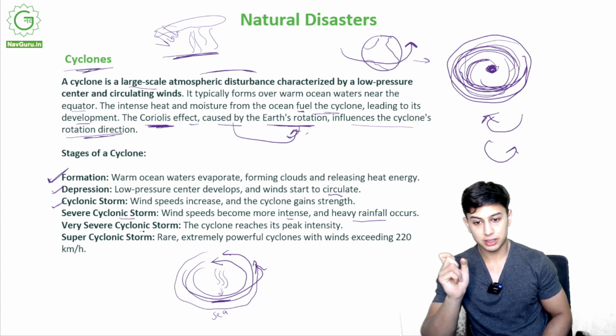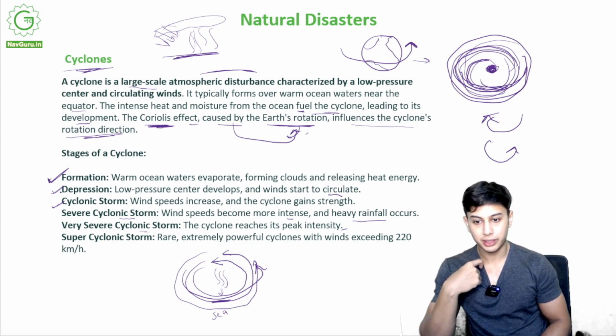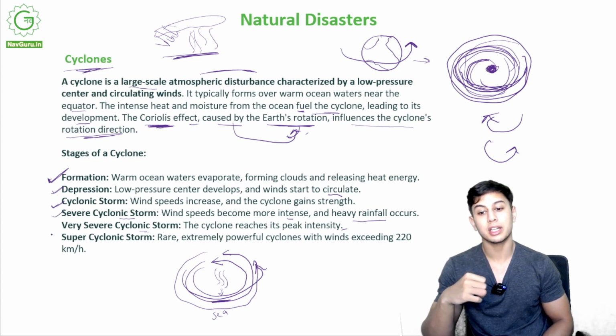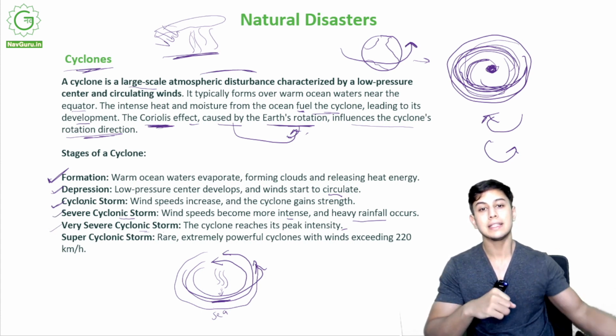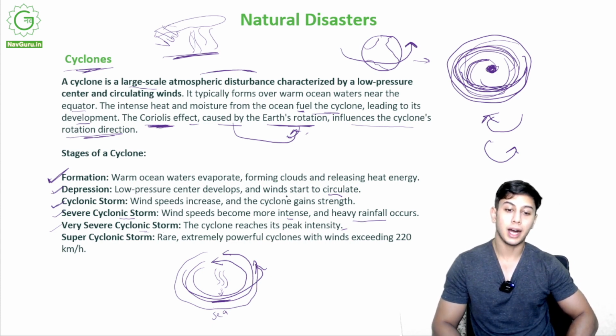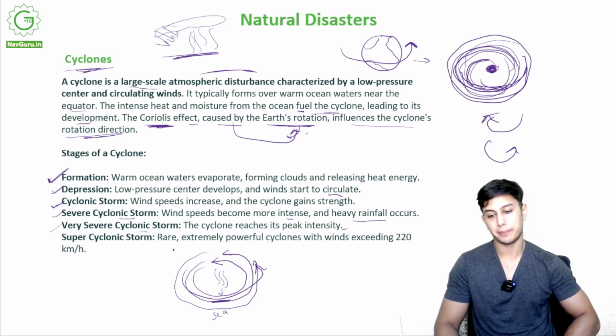Very severe cyclonic storm, the cyclone reaches its peak intensity. Okay, so it started forming, it had a depression, then it became a cyclonic storm, it became severe, now it has become very severe. This is the highest stage of the cyclone, which is the most intense. The cyclone reaches its peak intensity. Peak means the highest intensity it can have.